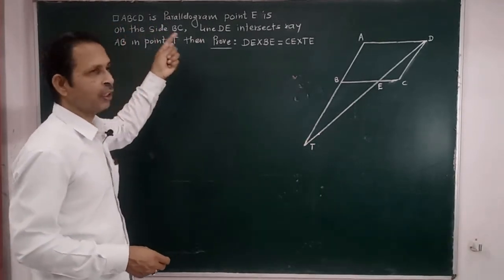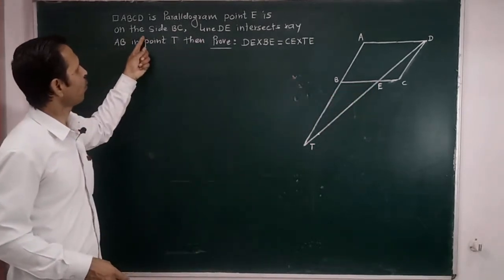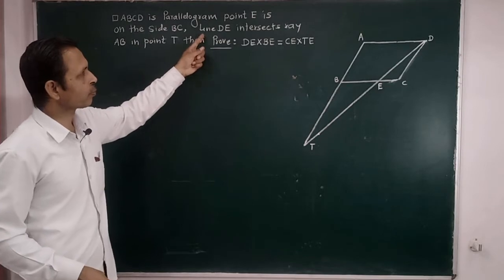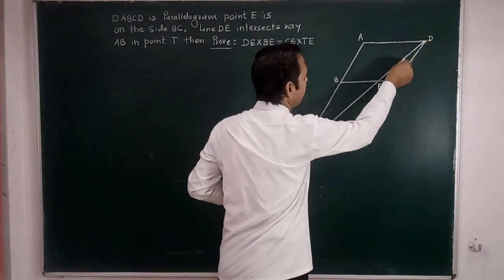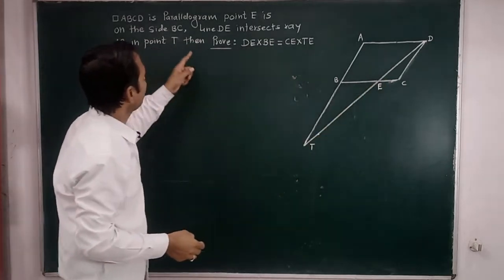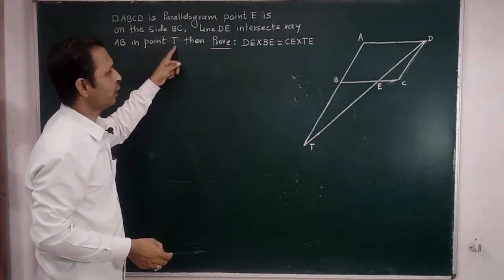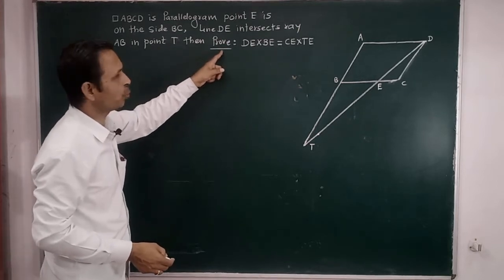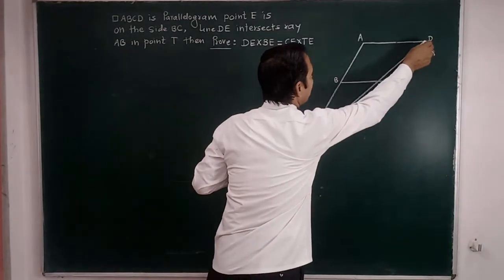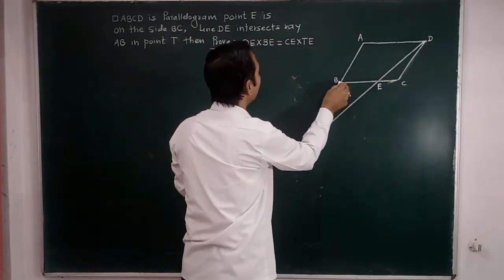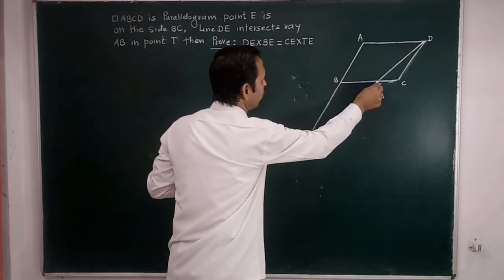Point E is on the side BC. Line DE, see here, this line DE intersects the side AB, or ray AB, in point T. Then we have to prove that DE into BE is equal to CE into TE.